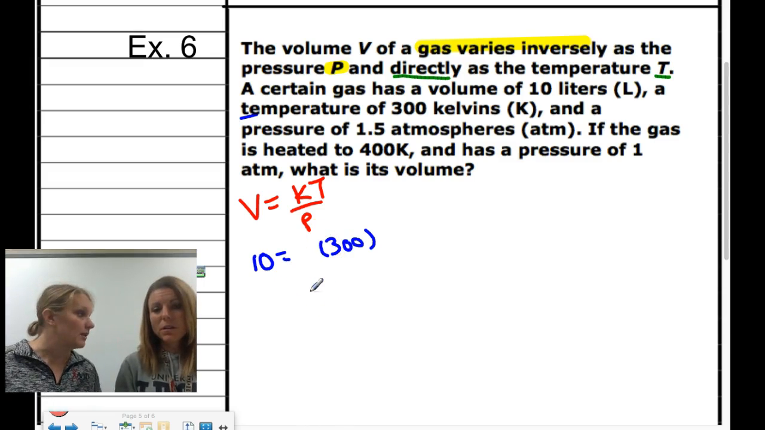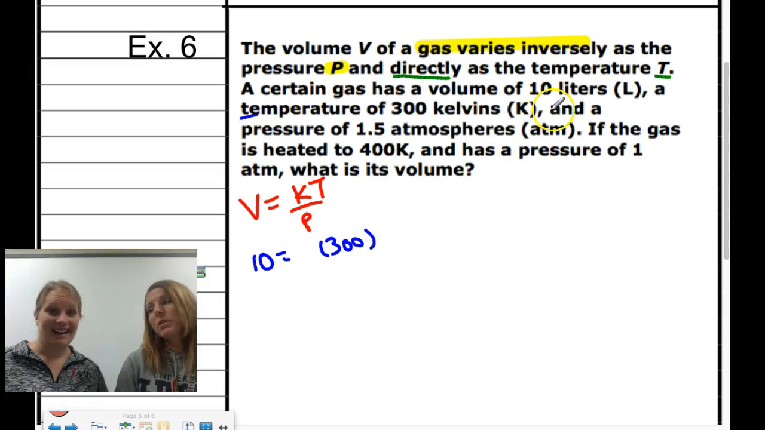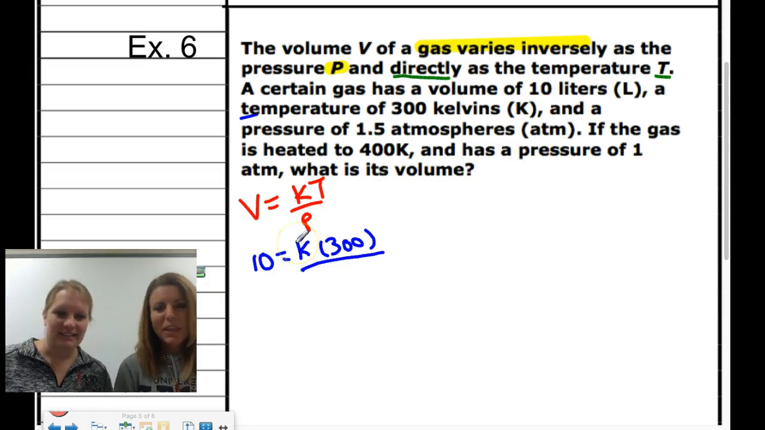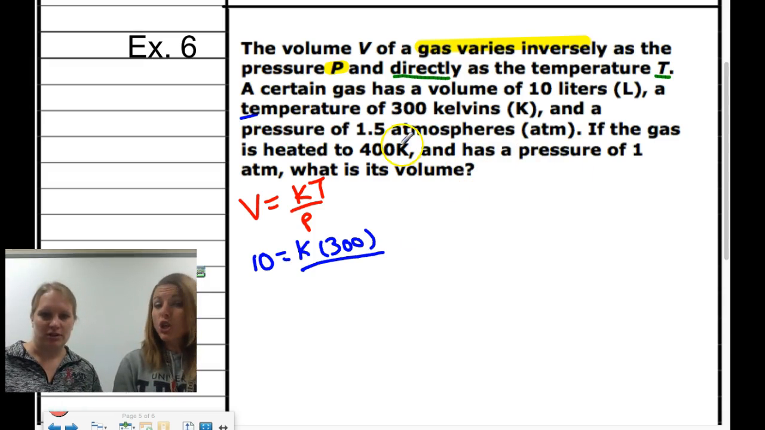Well, I'm not done reading, so I don't know. No, keep reading. We're always solving for K though. Okay, we're always solving for K on the first part of the problem. All right. And a pressure, 1.5. That's the bottom. All right. So let's solve. Multiply both sides by 1.5.